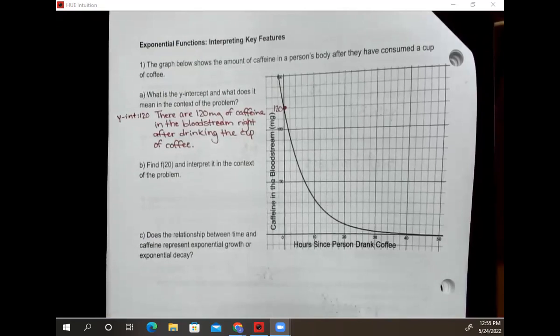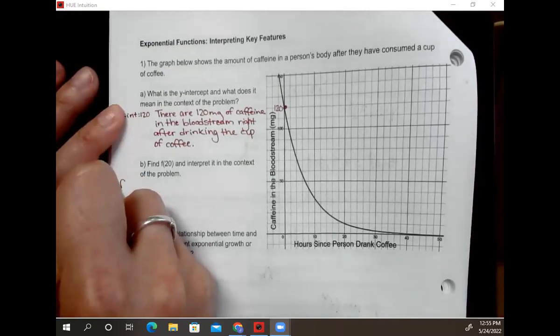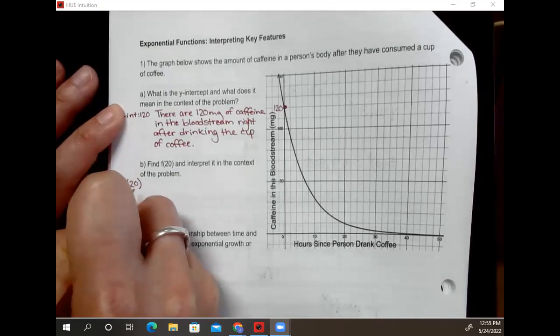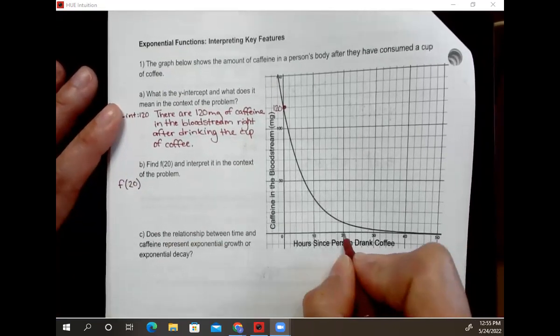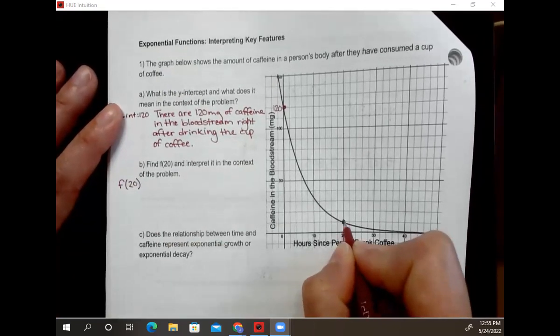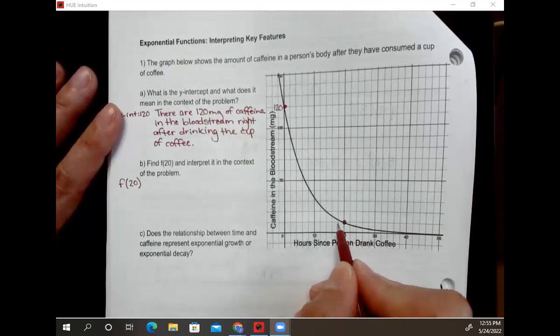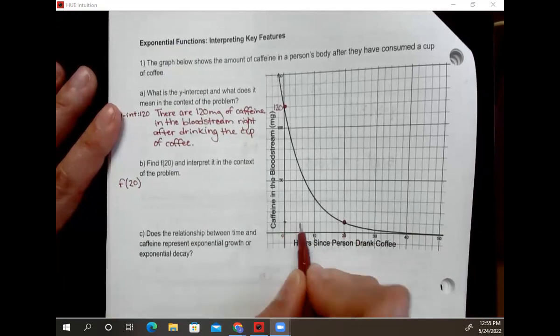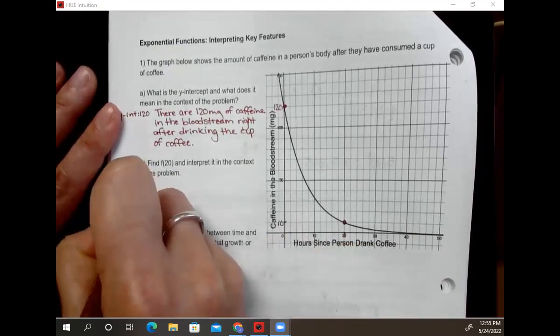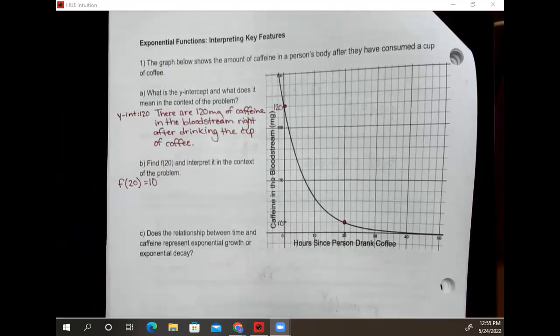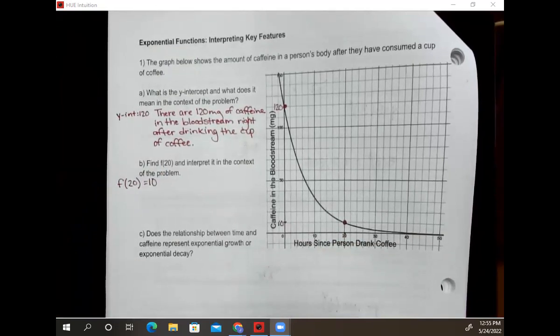B says find f of 20 and interpret it in the context of the problem. Function notation here. So f of 20 means my x value is 20. So I'm going to go to where my x value is 20 and then follow that to the point on my graph. What I want to report out then is the y value that matches. I know the x, so what's the y? The y would be 10. So f of 20 equals 10. Now, what does this mean in the context of my problem? F of 20 equals 10. What can I say here?